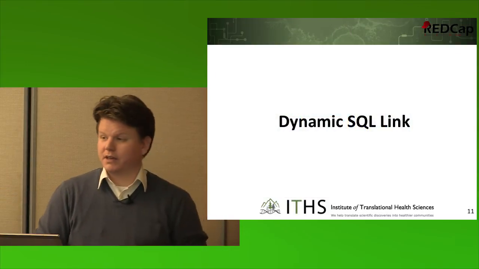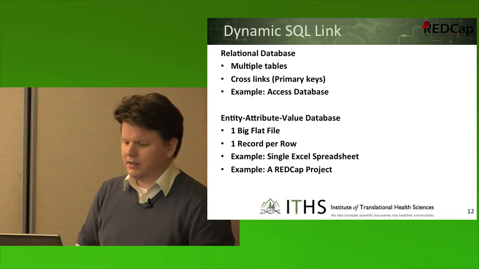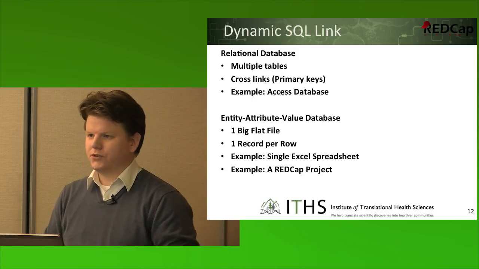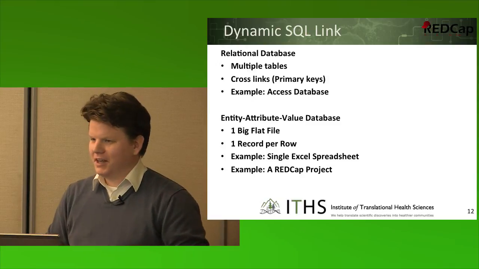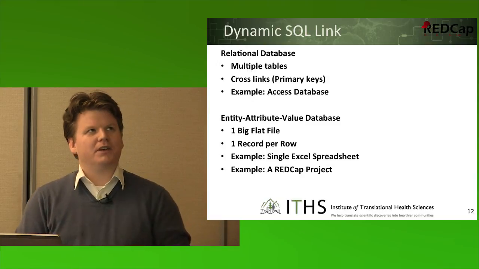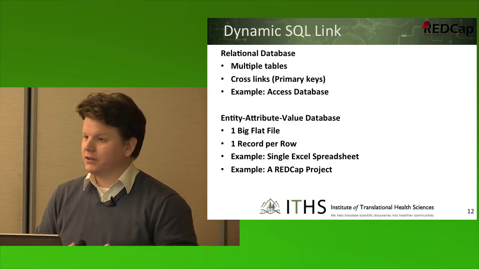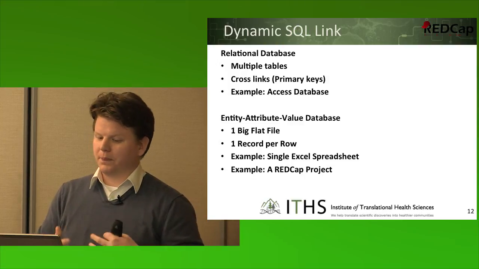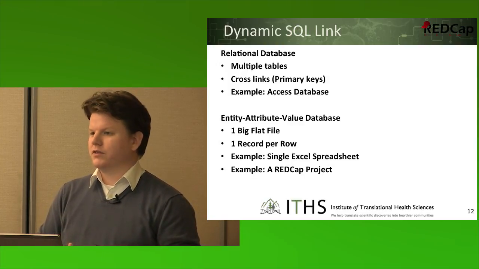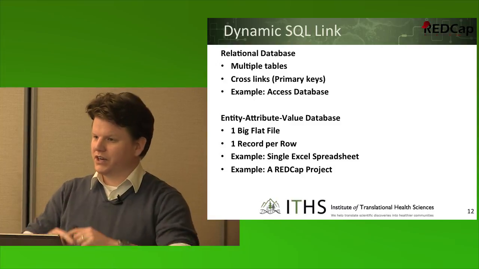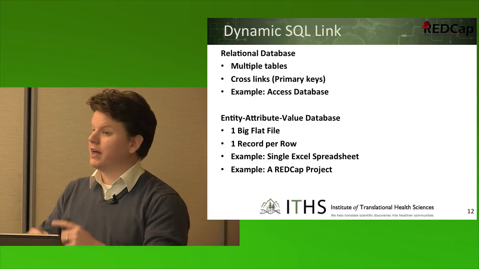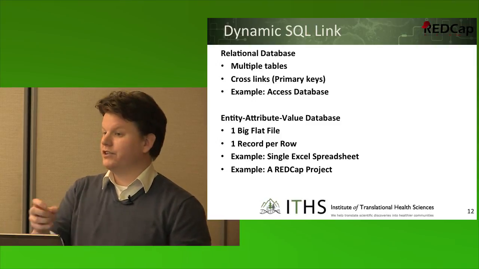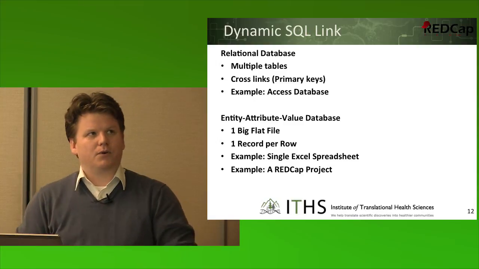Moving on to the dynamic SQL link. The dynamic SQL link is a little bit harder to explain, so I kind of have to teach you guys something about IT first. So in the IT world, there is a thing called a relational database. A good example of this is Access. Basically, it's a bunch of tables linked together with what they call primary keys. So for instance, if you have table 1 which has patients and you have table 2 that has, for instance, adverse events, you link the adverse event via a primary key to each individual patient. That's kind of how it works.